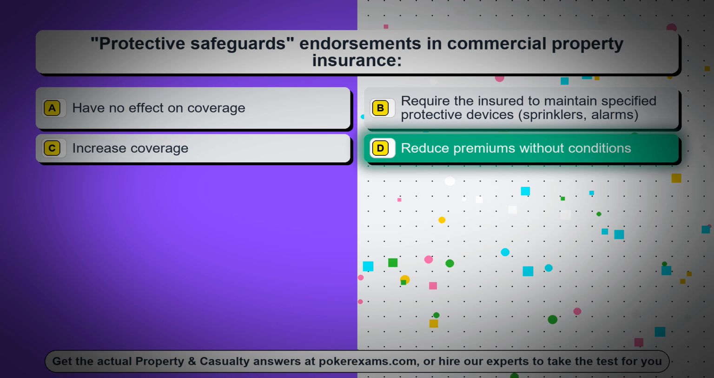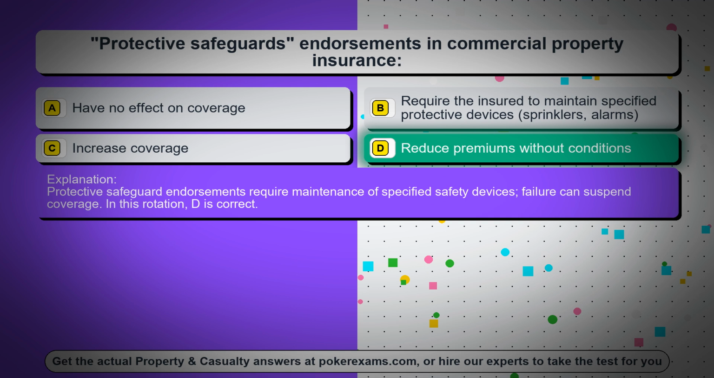Reduce premiums without conditions. Protective safeguard endorsements require maintenance of specified safety devices. Failure can suspend coverage. In this rotation, D is correct.